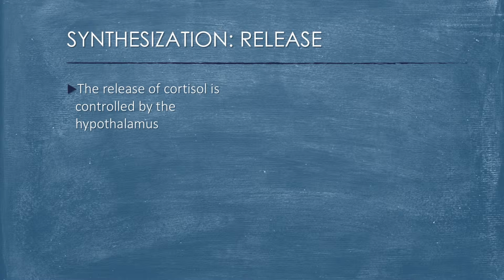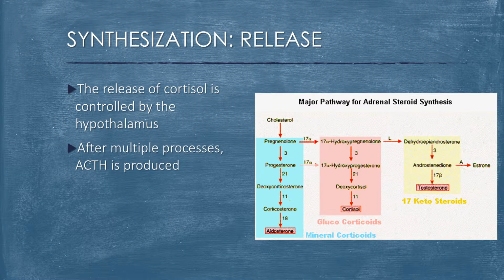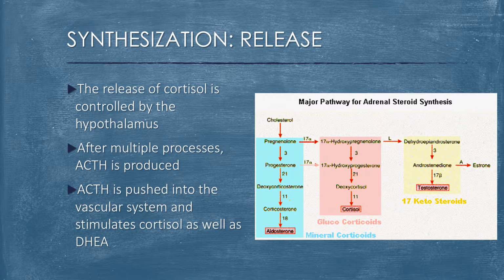Now, the release of cortisol is controlled by something called the hypothalamus. After multiple processes, ACTH is produced and flows through the blood to stimulate cortisol, as you can see in the image on the right. ACTH is pushed into the vascular system, the blood, and stimulates cortisol as well as dehydroepiandrosterone, better known as DHEA. Again, on the right, you can see the major pathways starting with cholesterol and ending with cortisol or glucocorticoids, as they are called.